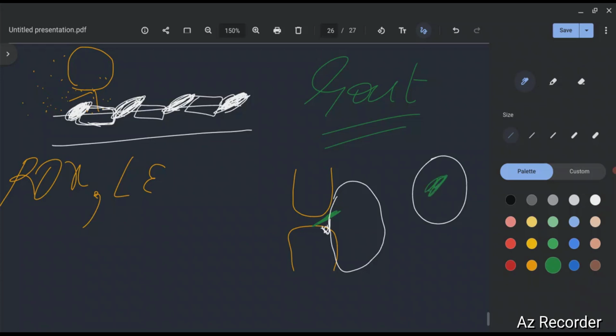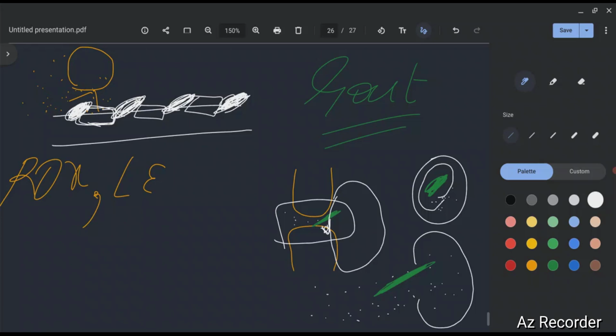But this urate crystal is extremely stubborn, it is not broken down into smaller pieces by your phagocytes, because whatever kind of enzymes your phagocytes have, they are not able to destroy this thing. Then eventually what happens, this urate crystal ruptures your neutrophil or macrophage, your phagocyte basically, and comes out. And now see what has happened. Your phagocyte has been ruptured, and now all of the ROS and lysosomal enzymes will be secreted into the joint space, and these will cause harm to your normal joint.